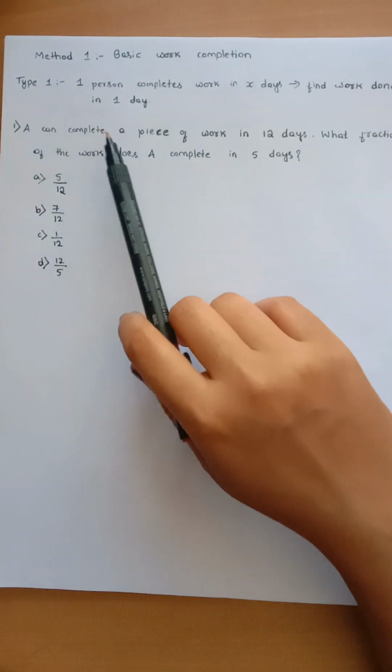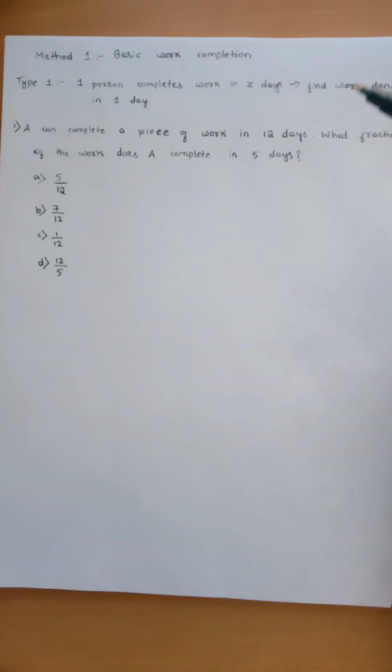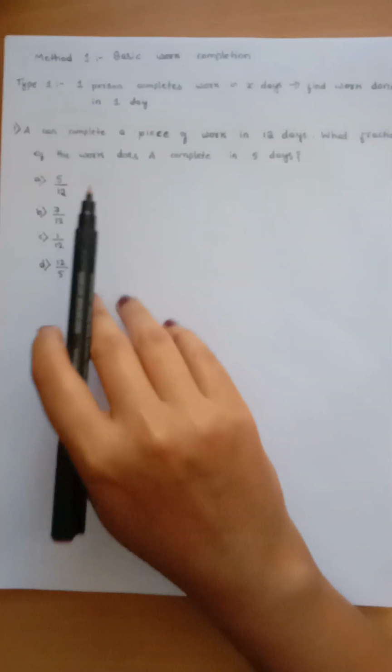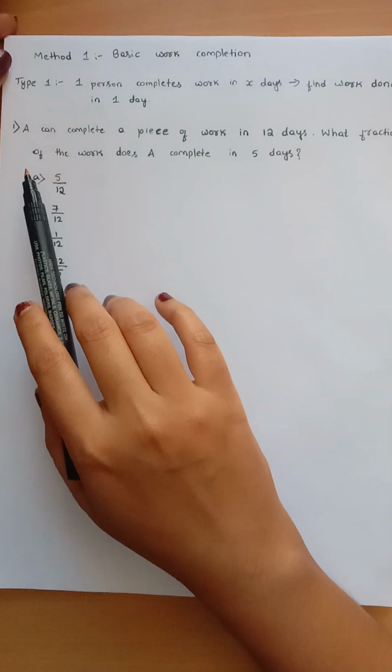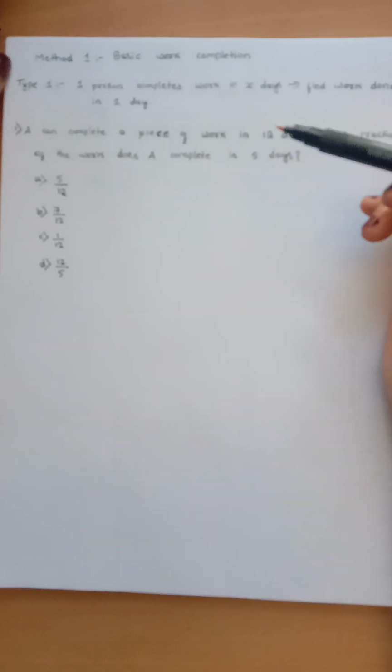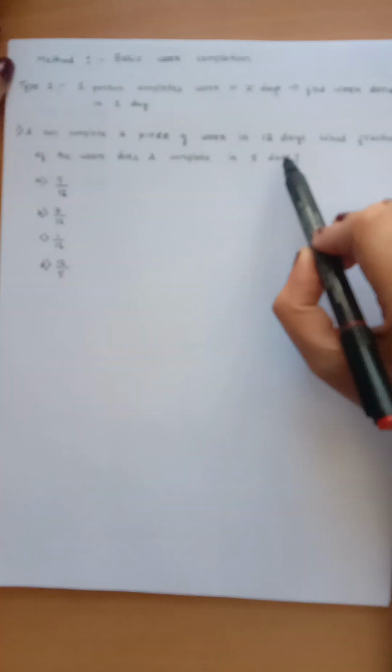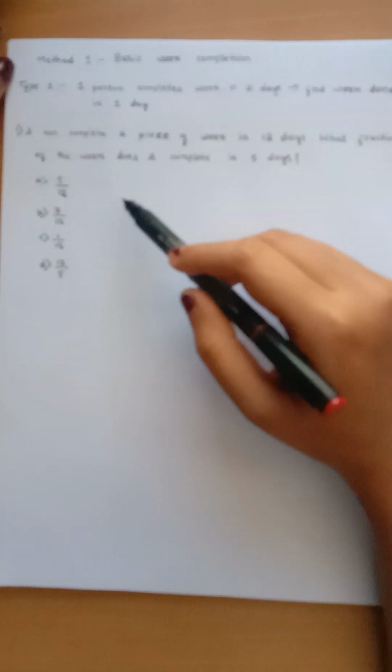In that, the first type is a single person works with X days, and we might need to find the amount of work done, the number of work days used to complete this work, or the amount of work completed in 1 day. Let's take up one example. Let's read the question carefully. Here, A can complete a piece of work in 12 days. What fraction of the work does A complete in 5 days?